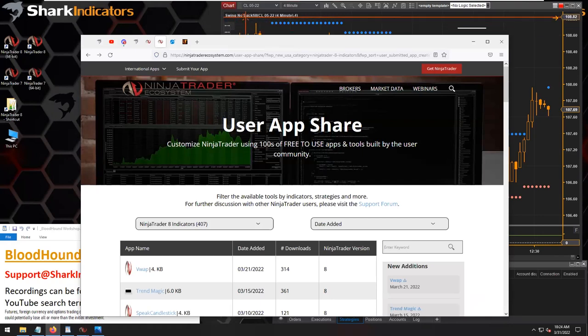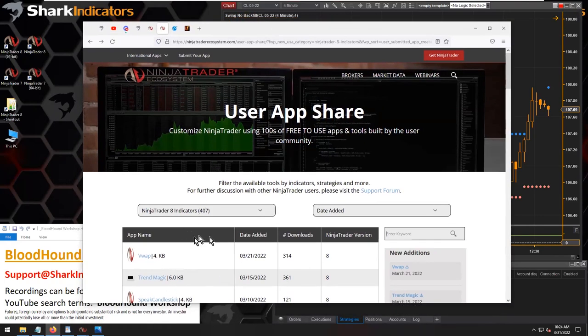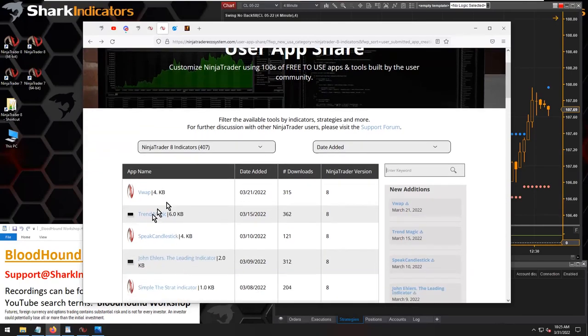This swing no backfill indicator, I was hoping it would show up in Ninja's app share here. But you have to go through a submission process. Let me just reload this chart again. It looks like Ninja hasn't gotten around to adding our submission to their app share yet. Who knows how long it's going to take them; maybe later today or next week, it might show up here, but it will show up in the NinjaTrader 8 indicators list. And if you sort by date added, then it'll show up on the top of the list here.